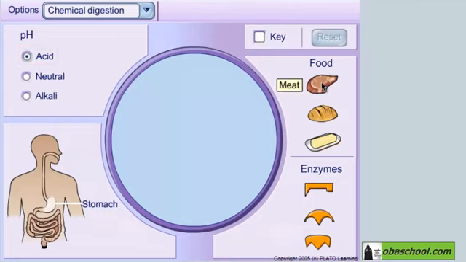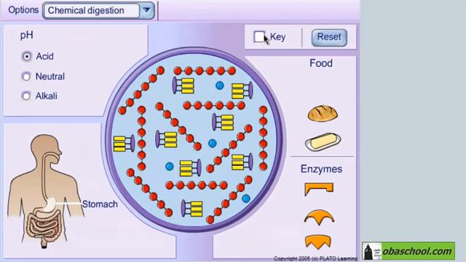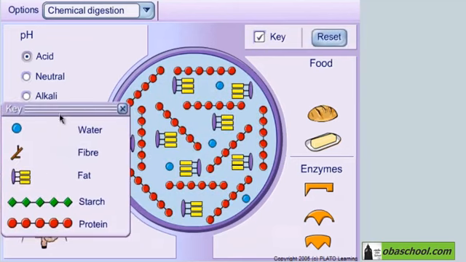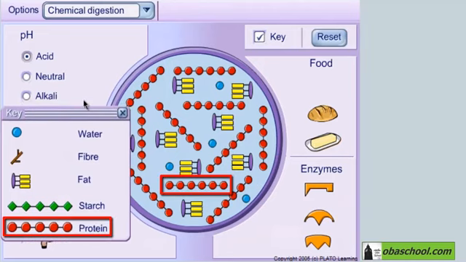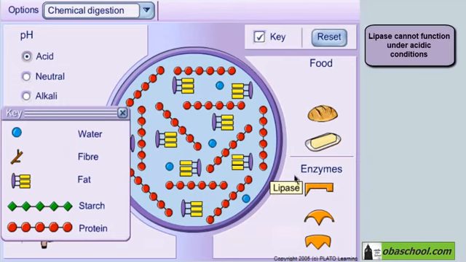Let's look at how digestion of meat happens in the stomach. So again, meat has the following: protein, fat, and water. Let's add lipase in order to digest the fat in the stomach. Notice that lipase cannot be added. This is because lipase does not work in acidic pH.